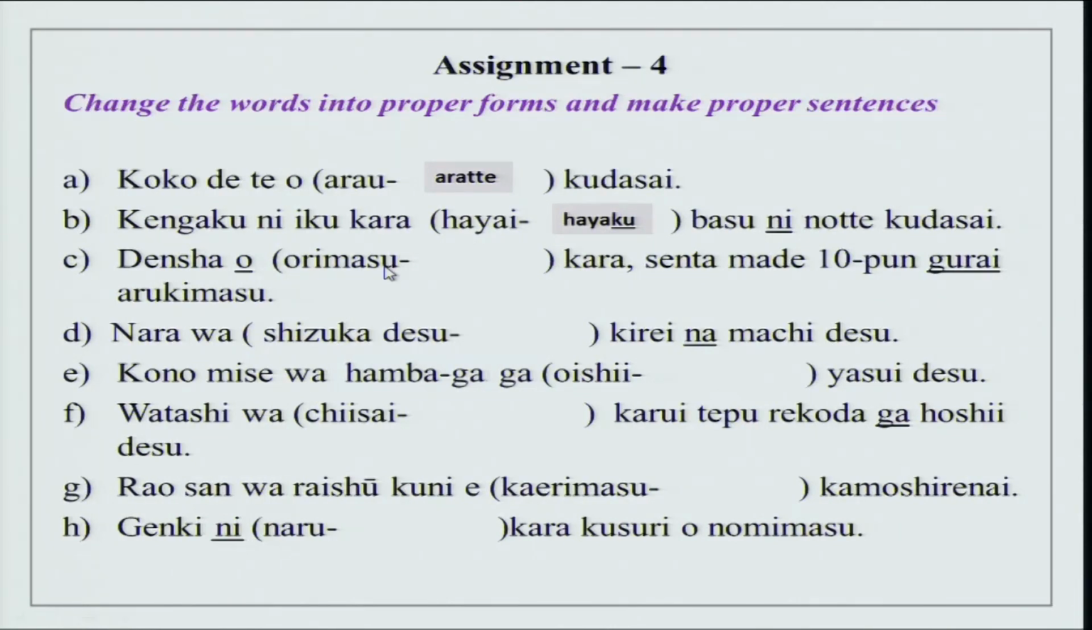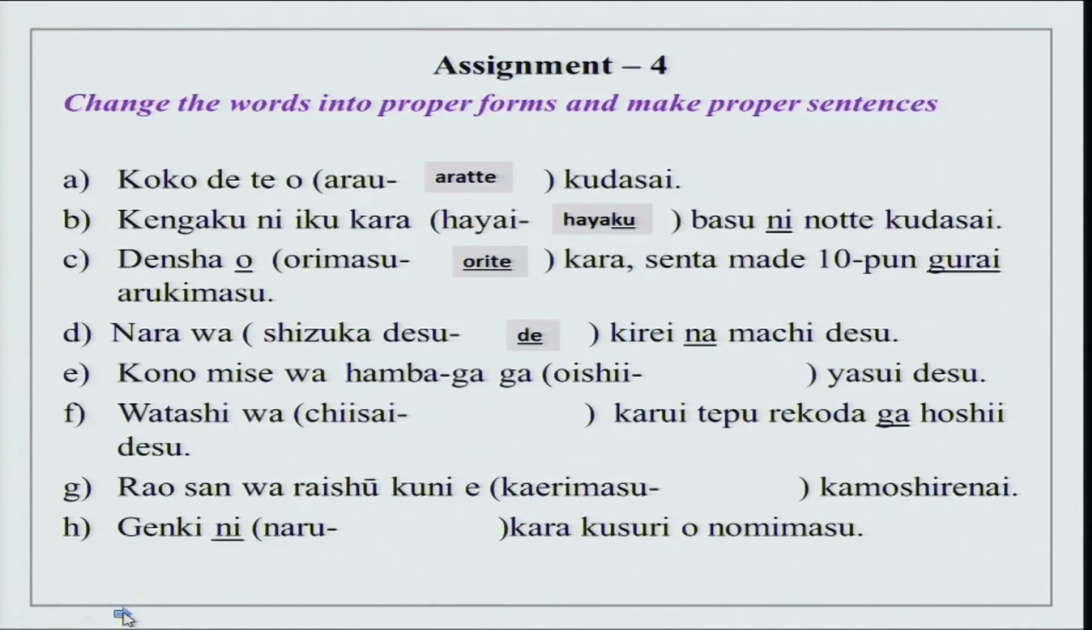Densha o orimasu. Oriru is the plain form, to get off. Densha o orite kara senta made 10 分 gurai arukimasu. Now, why te kara over here and what does it mean? Well, te kara means that this action is for the future. It has not happened. Densha o orite kara watashi wa mainichi senta made 10 分 gurai arukimasu, a statement.